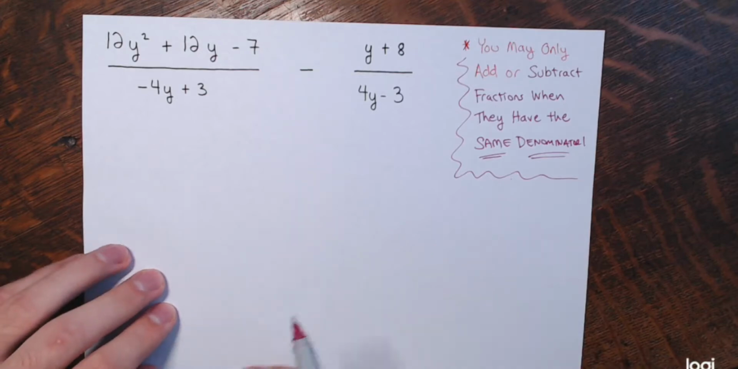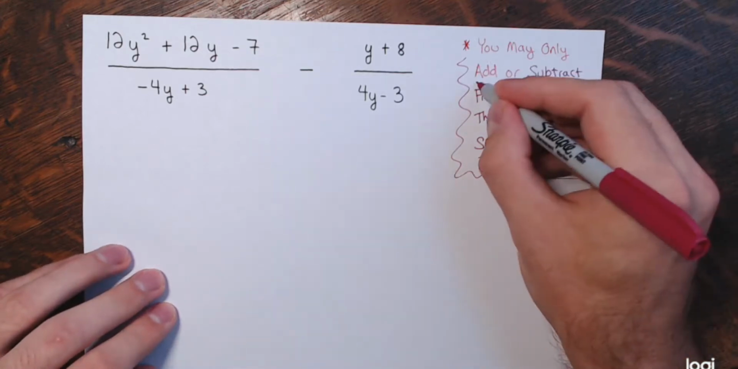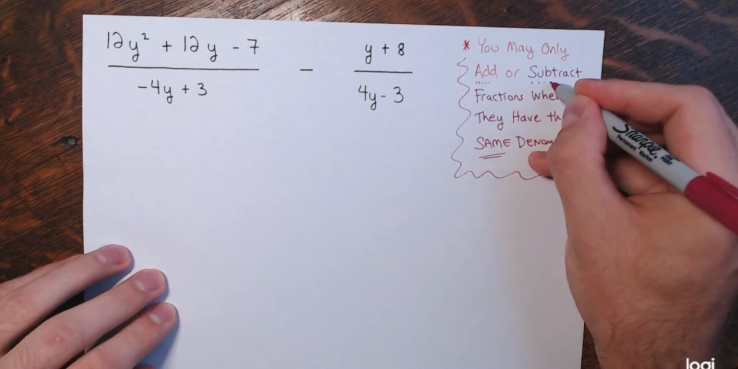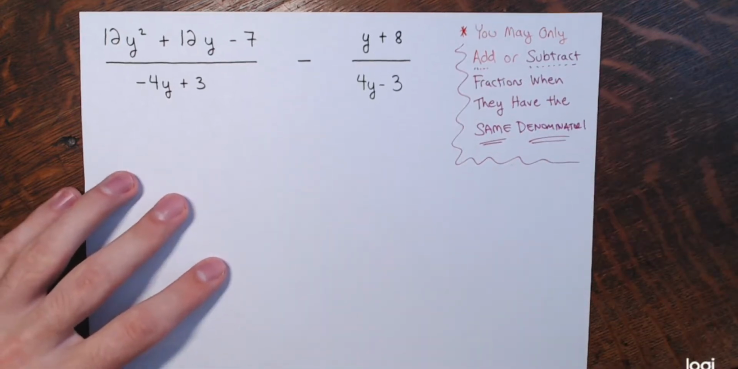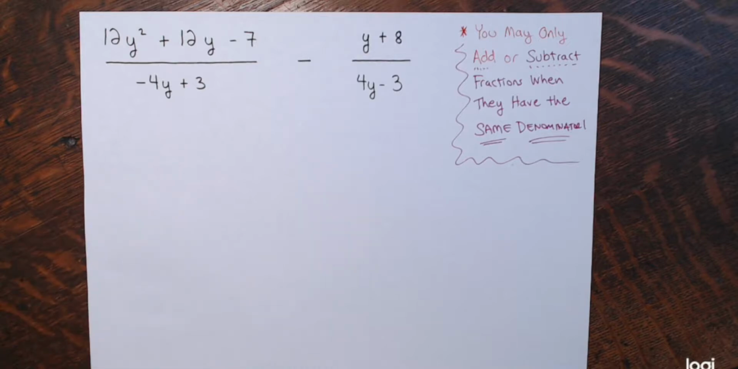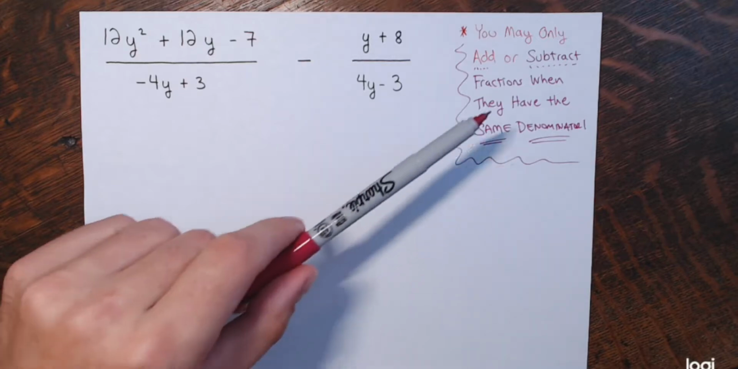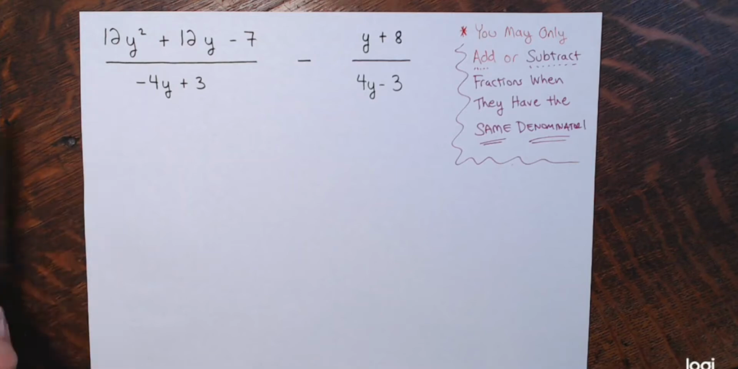And this is only for adding and subtracting. You saw in section 7.1, multiplication and division. When you multiplied and divided, you didn't need to get the fractions to have the same denominator. That was unnecessary. But when you add or subtract, the fractions must have the same denominator.